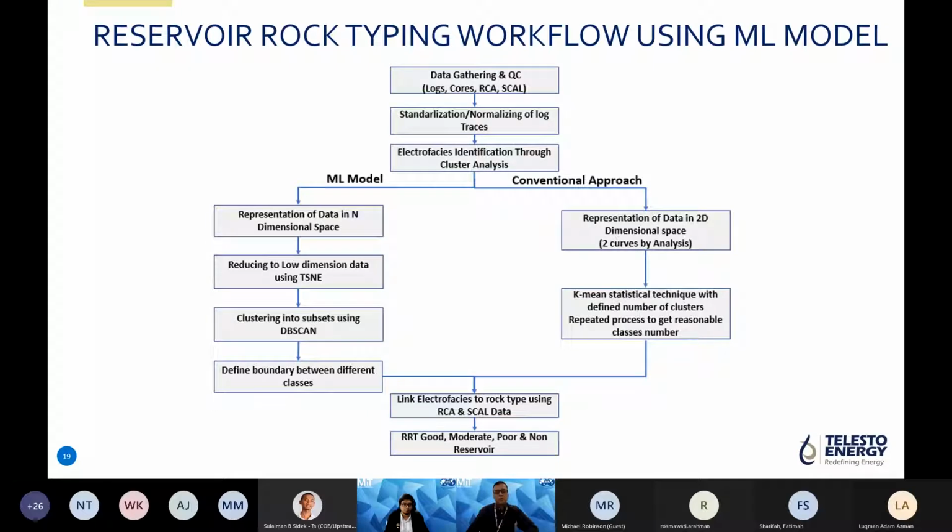The first three steps are common, which is gather your data and QC the data. These data could include your logs, your cores, your routine core analysis data and SCAL data, and log preparation, standardization, normalization. This is very critical. And the third one is the electrofacies identification through cluster analysis.